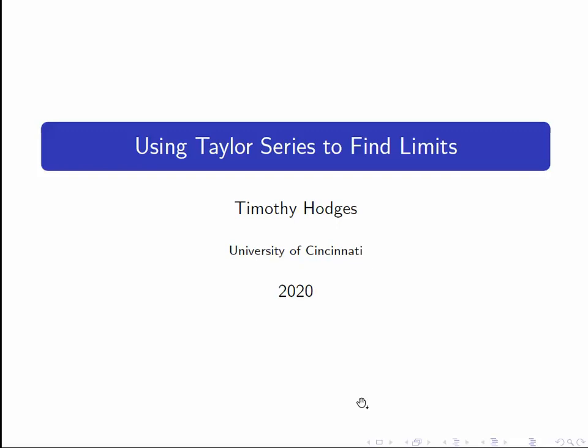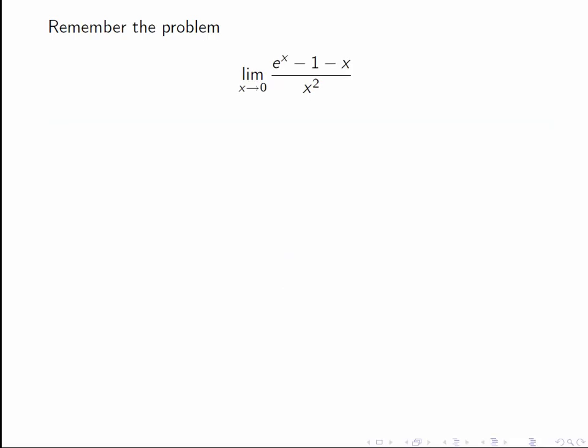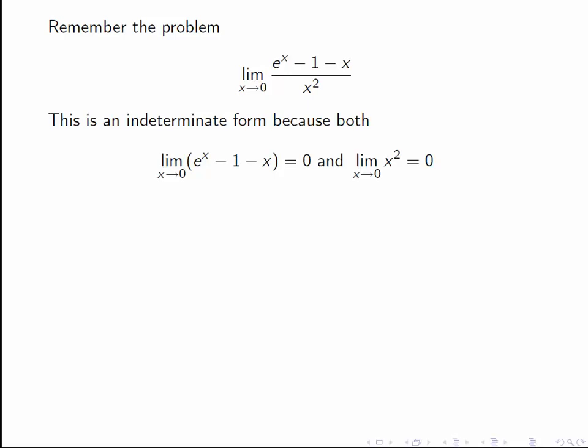So here's a very short video about how to use Taylor series to find limits. Okay, so remember this kind of problem that we saw when we were doing L'Hopital's rule. You want to find the limit as x goes to 0 of e to the x minus 1 minus x over x squared. You can't do it by direct evaluation because both the top and the bottom tend to 0. So we get a kind of 0 over 0 indeterminate form.